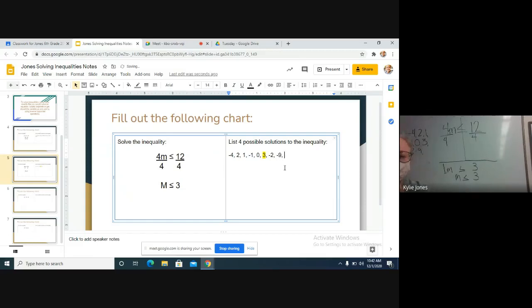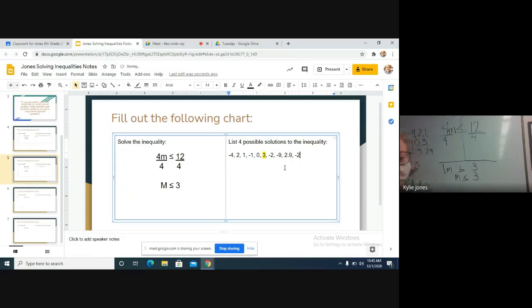Okay. Can I do decimals and fractions, guys? Yeah. What's a fraction or a decimal number that's less than 3? 2.9? That's less than 3. What else? What's another decimal or fraction one? 4.1? Not 4.1. 4.1 is greater. We need to make sure.